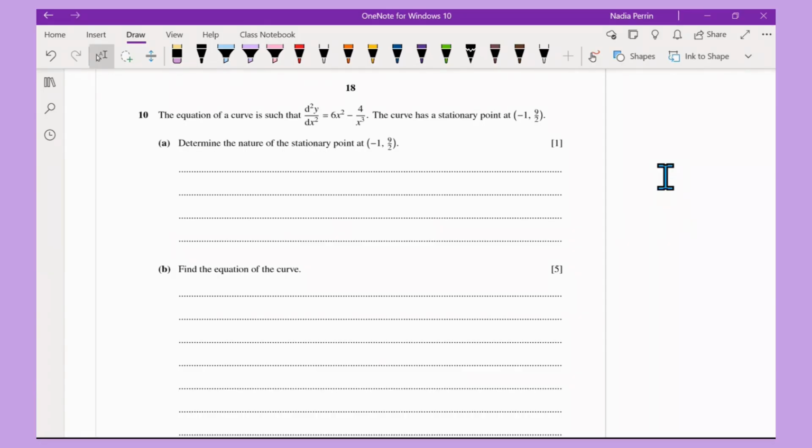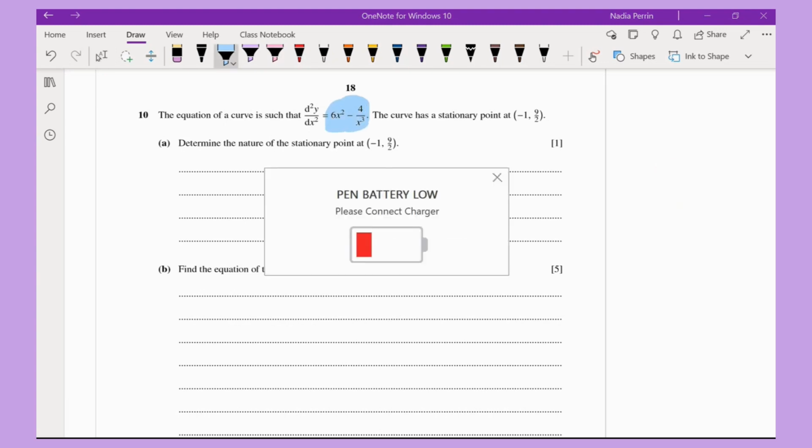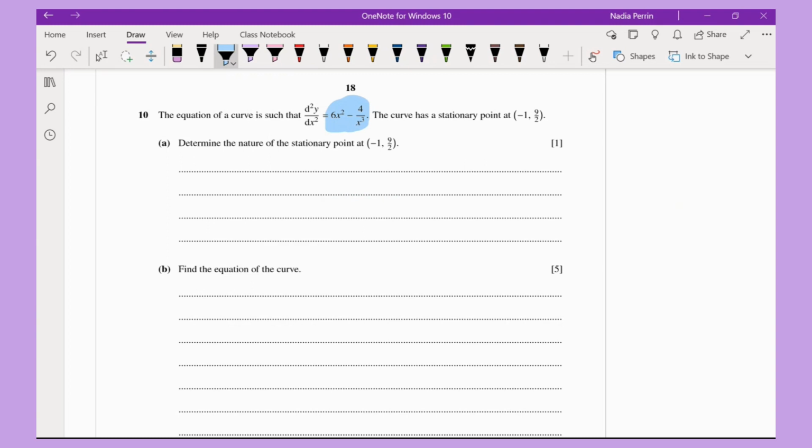The equation of the curve is such that its second derivative is equal to all of that. And they also tell us that there is a stationary point at -1, 9/2. So starting off reasonably easy, determine the nature of the stationary point. So we can find the nature of a stationary point by putting it into this equation. The second derivative always tells us the nature of the turning point. So all we're going to do is put x equals -1 into that.